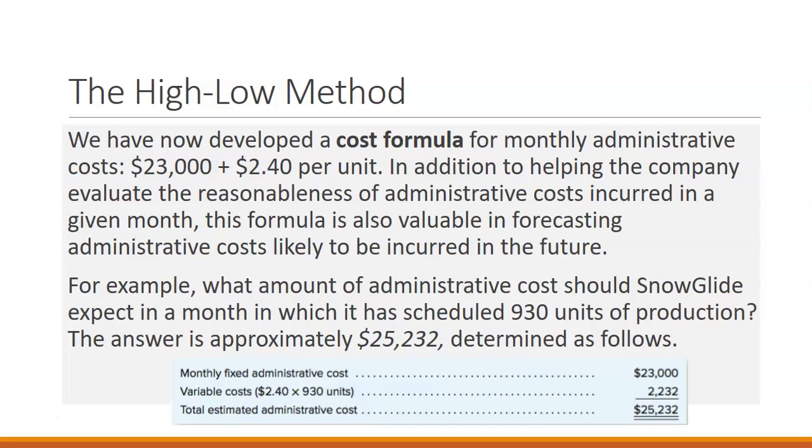So what amount of administrative costs would we expect in a month in which we had 930 units of production? We would use this cost formula to make those estimates, which is useful for us in budgeting or making predictions about what future months are going to look like.